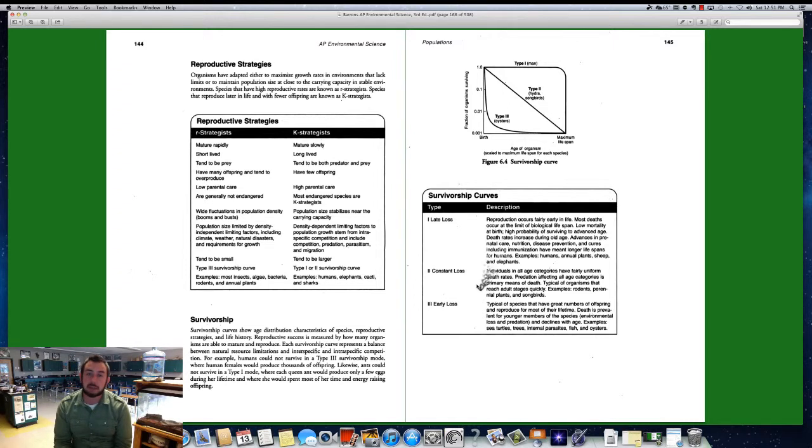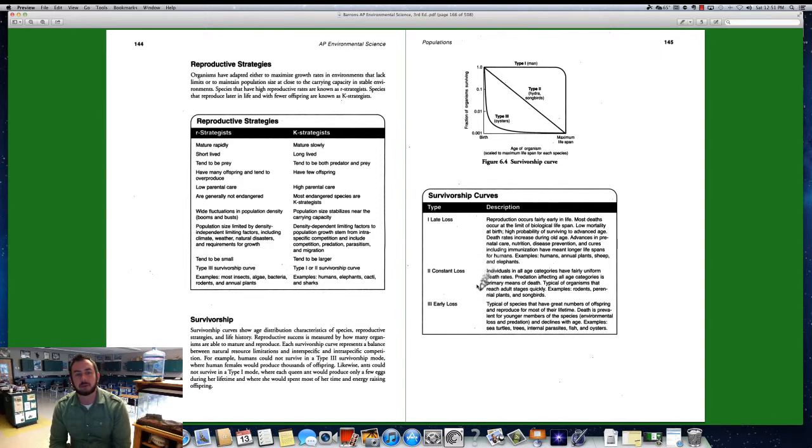They tend to be the prey items between the predators and prey. They have many offspring and tend to overproduce. The reason they overproduce is usually because they don't parent very well, which means low parental care. They can't take care of that many kids, so they just have as many as they possibly can and hope a couple of them make it through. They're generally not endangered. We don't see these guys on the endangered species list much.